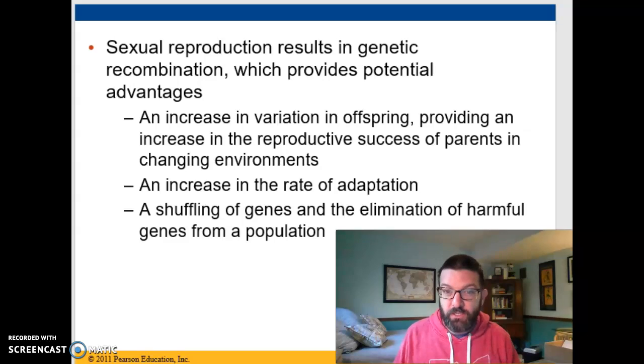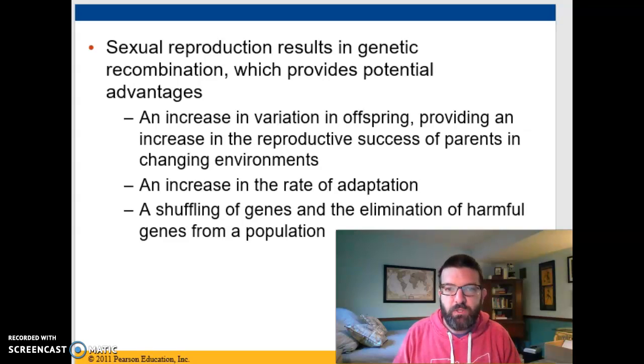But in a changing environment, in a dynamic environment, your genes, while good in this generation, may not necessarily be good in the next generation or in the generation after that. And so it's nice to hedge your bets. Sexual reproduction is all about hedging your bets, and you have offspring that are different from one another in a number of ways.